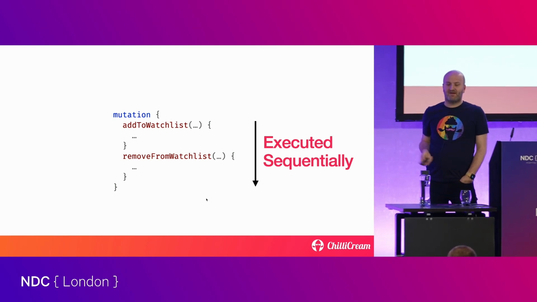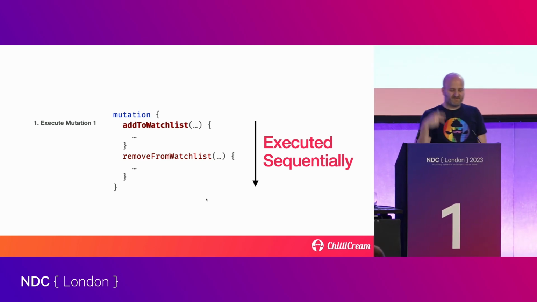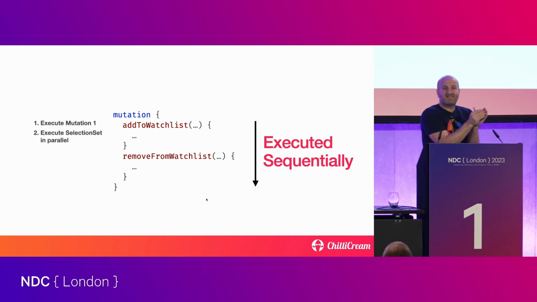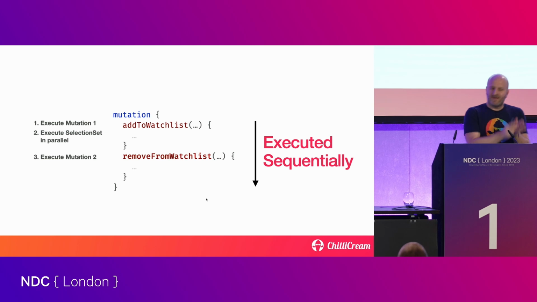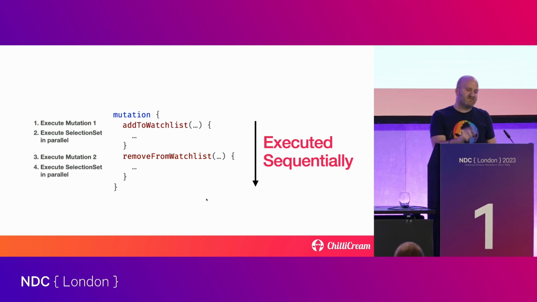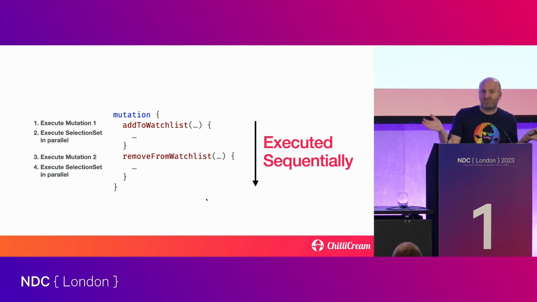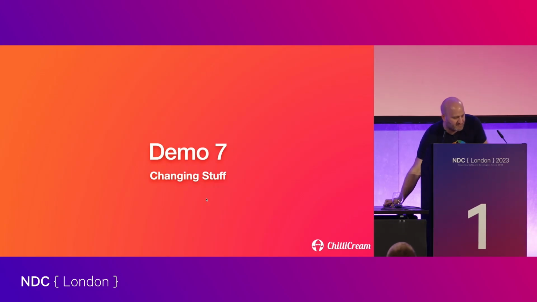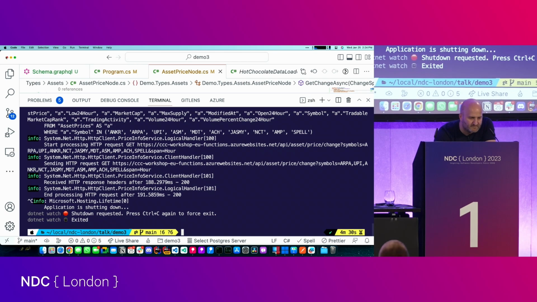Mutations on the top level are sequential. So the way we execute that is first we would execute the first mutation, then we would execute in parallel all the subfields. Then the next mutation, again, query the subfields. And ideally, in this case, where we add and remove a thing, nothing would have happened at the end of this. Okay, let's have a look at how we can implement that. And then I'll show you a couple of cool things with that.